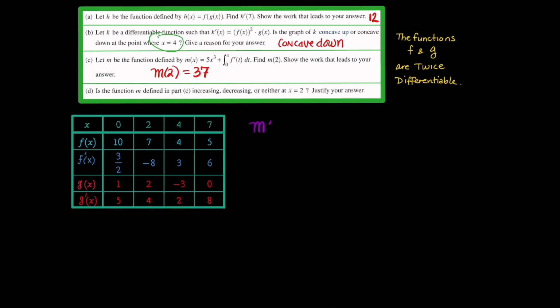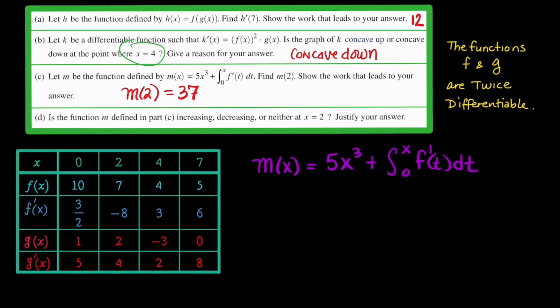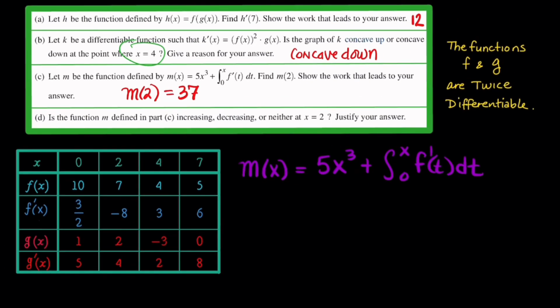Last but not least, is the function m defined in part C increasing, decreasing, or neither at x equals 2? So we plug in x equals 2. Well, no. First we have to find the first derivative of m in order to find out whether it is increasing or decreasing. You see, if the first derivative is positive, m of x is increasing. If the first derivative is negative, it is decreasing.